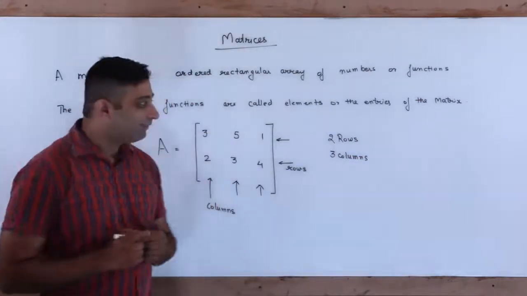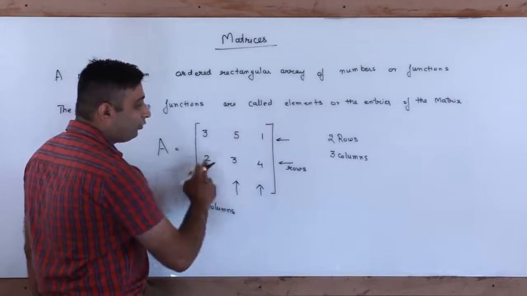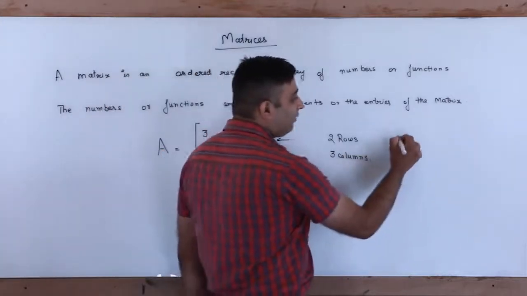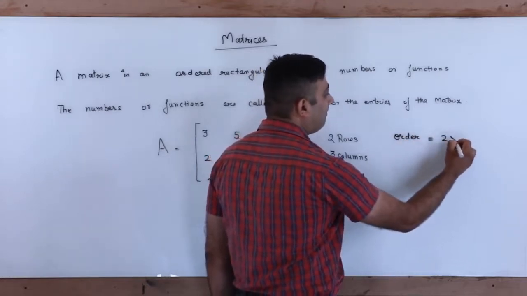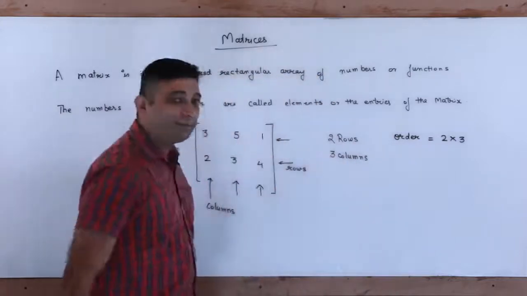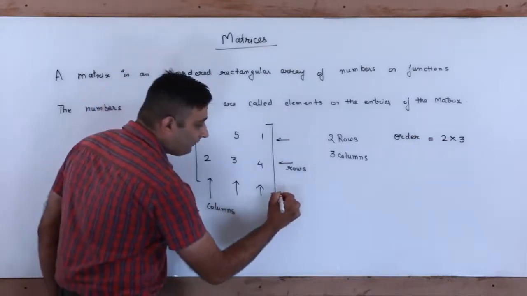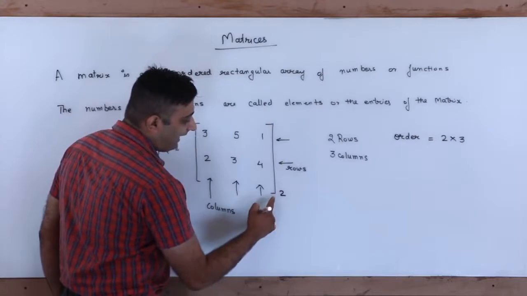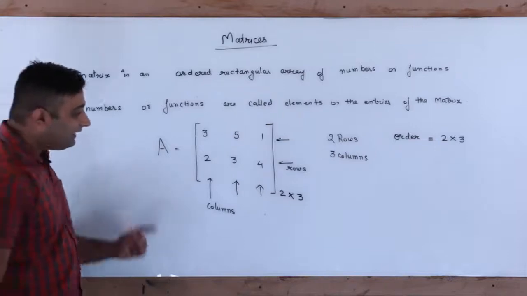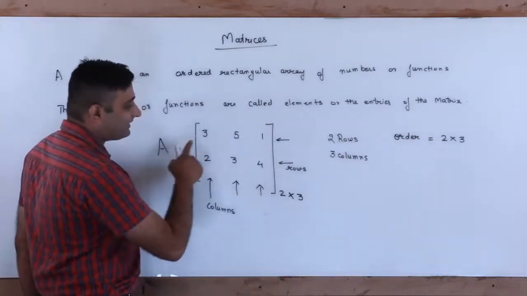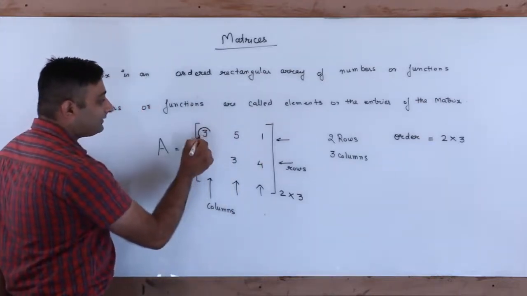Dear students, now let us discuss the order of a matrix. In this matrix, there are two rows and three columns. Hence, the order of this matrix is equal to 2 by 3. This 2 represents the number of rows and 3 represents the number of columns. We always put the order of the matrix at this place, that is 2 by 3. It clearly shows that this matrix A has 2 rows and 3 columns.